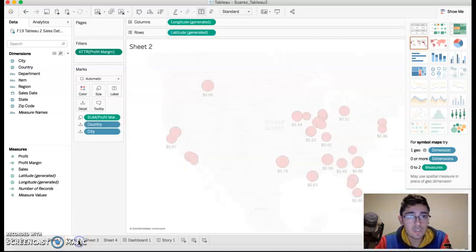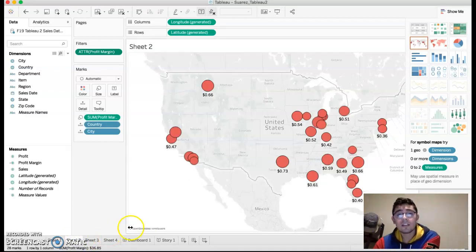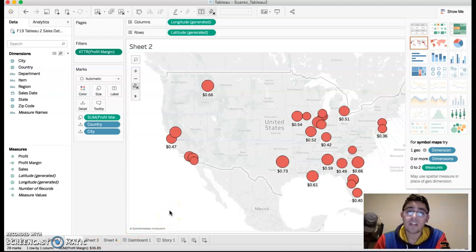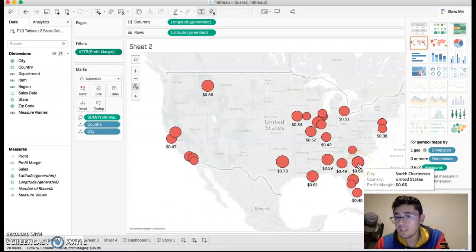So going into sheet 2. Sheet 2, here's where I begin using the profit margin aspect of things. Looking at these circles, right? Looking at this one, the city is North Charleston. Their profit margin is 66 cents, right? So looking at that, that's pretty good.